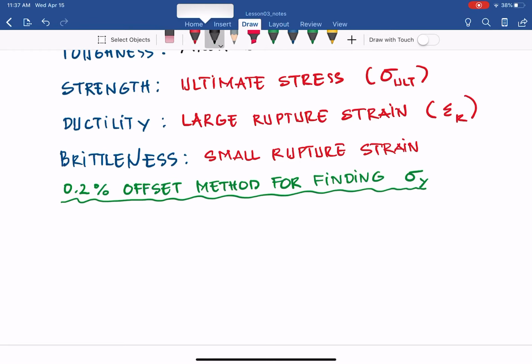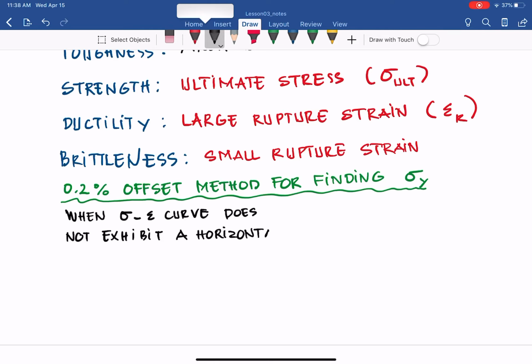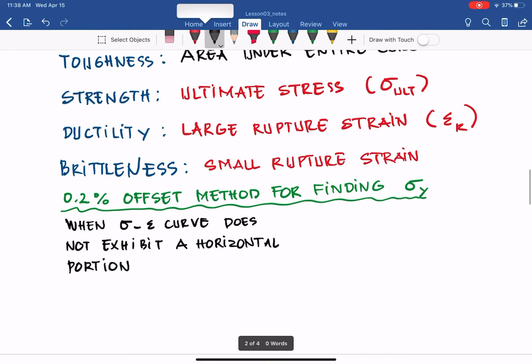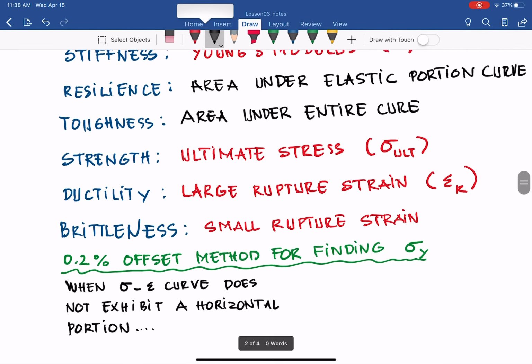So when we apply this, you can see the normal stress, normal strain curve does not exhibit a horizontal portion. What I mean by horizontal portion here is this. Then how can we find the yield stress?